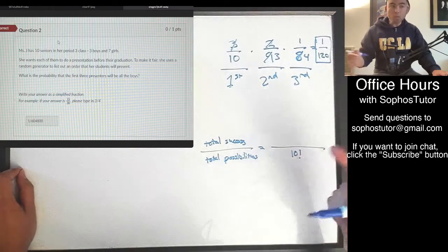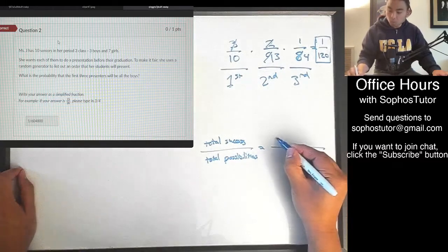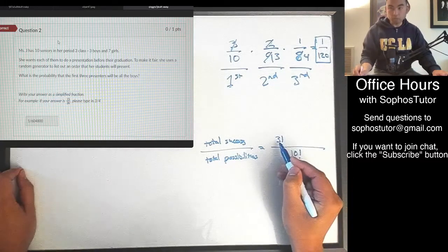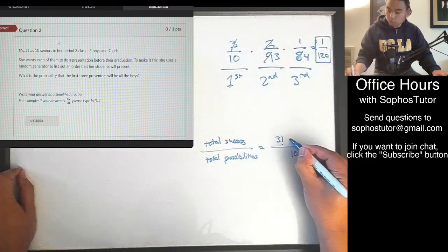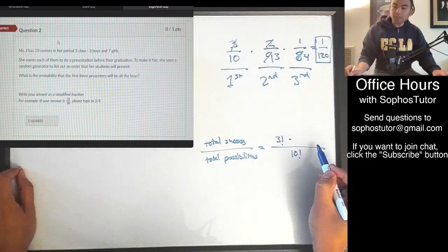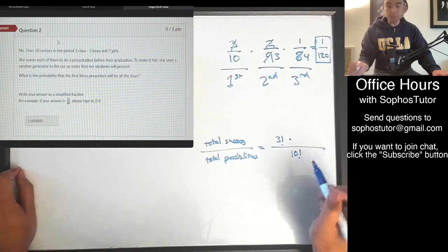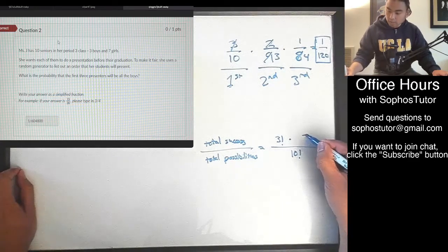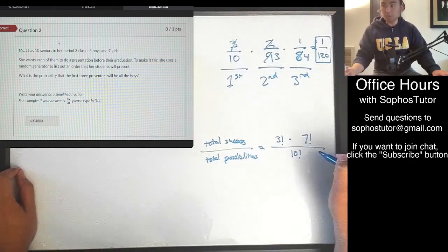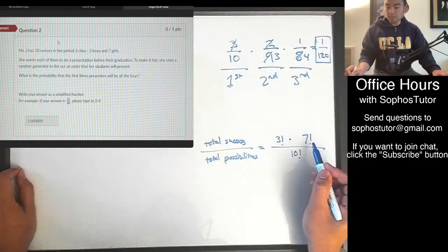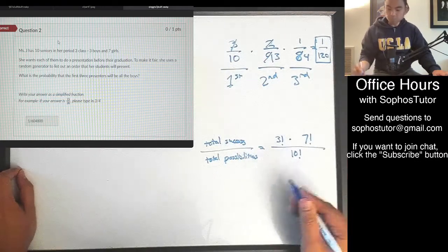So, how many ways can we arrange 3 boys as the first 3 presenters? Well, we'll have 3 factorial because we have 3 boys and we can arrange them in a line. But then we have to multiply that by the different ways we can arrange the 7 girls as the 7 latter presenters. We can line up the 7 girls in 7 factorial ways. And by multiplying them together, we get the total possible successes.